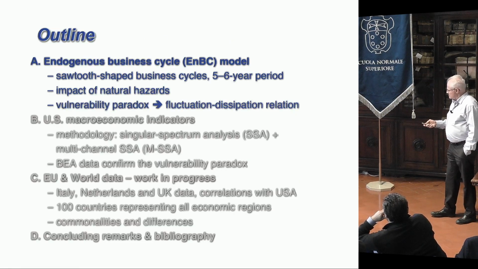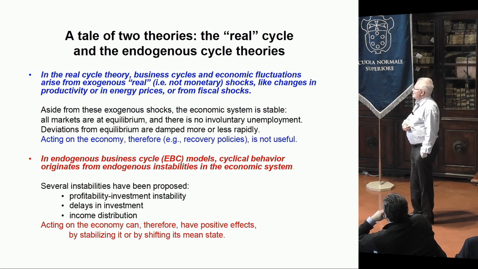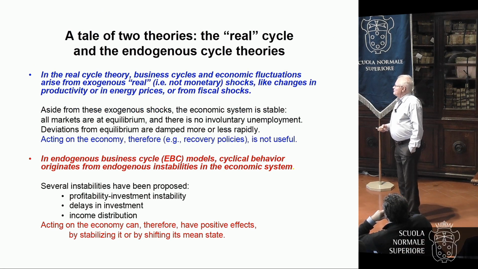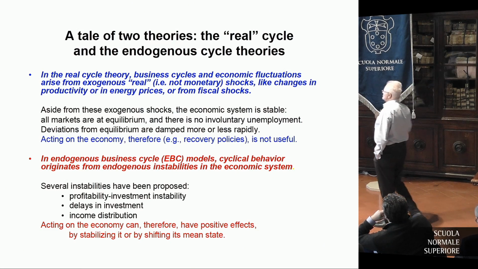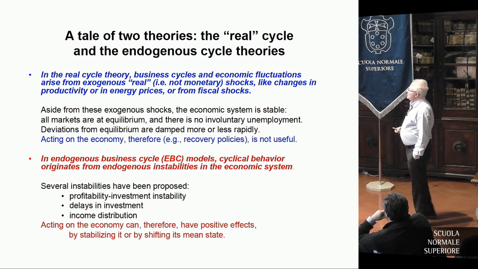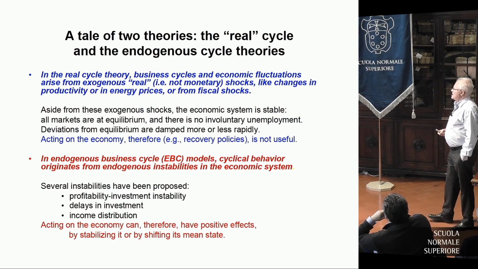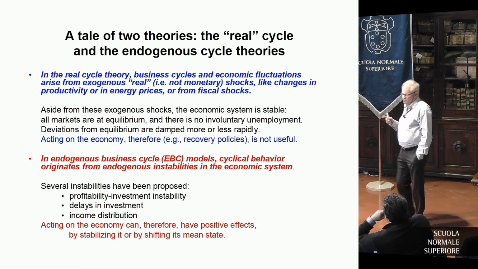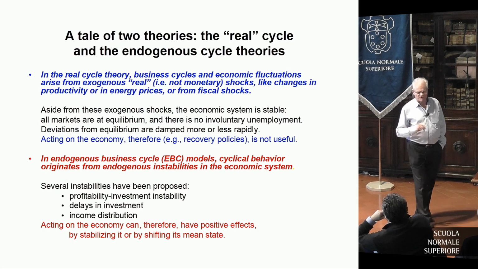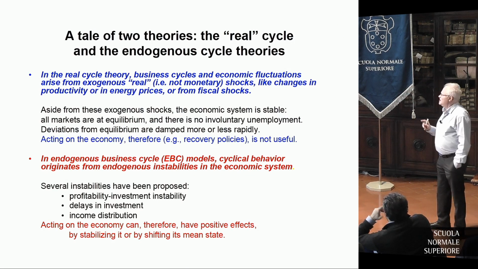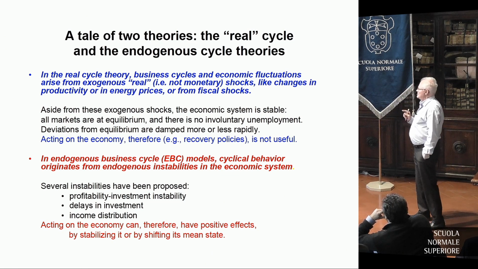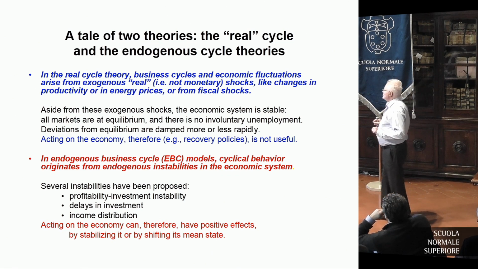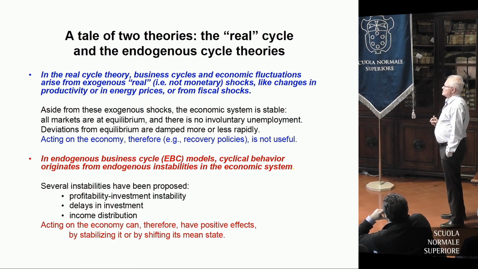Okay, so endogenous business cycles. A tale of two theories. I mean, you know Dickens's book, A Tale of Two Cities, French Revolution on either side of the channel. So in what's called real cycle theory, here the "real" does not mean that they are real. It means that it doesn't take into account monetary things. Okay? Business cycles and economic fluctuations arise from exogenous, real, i.e. not monetary shocks, like changes in productivity or in energy prices, or from fiscal shocks.